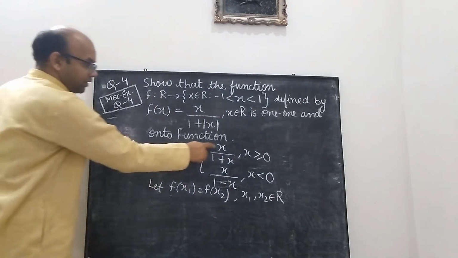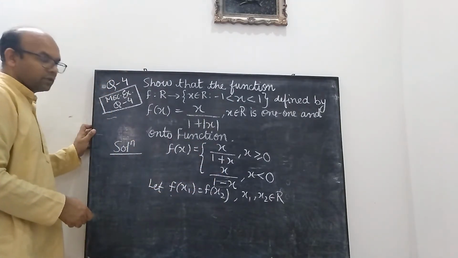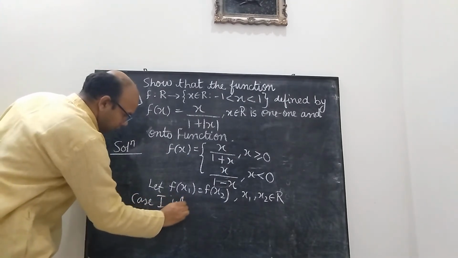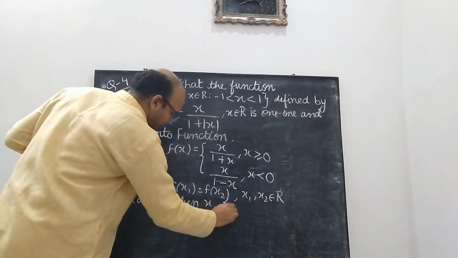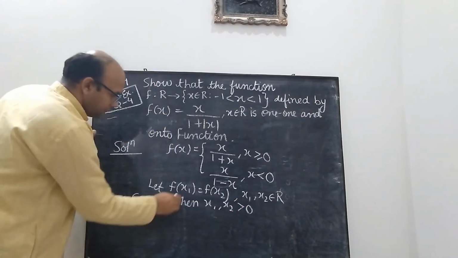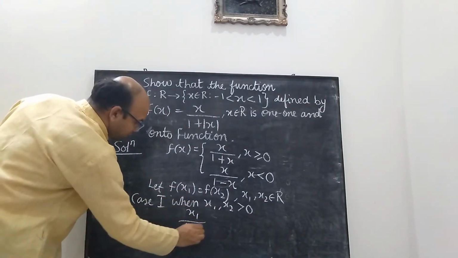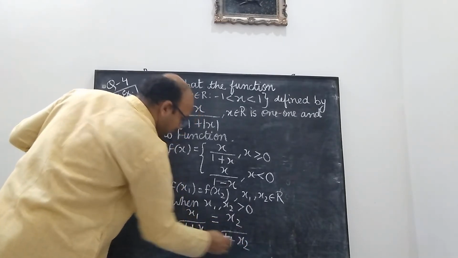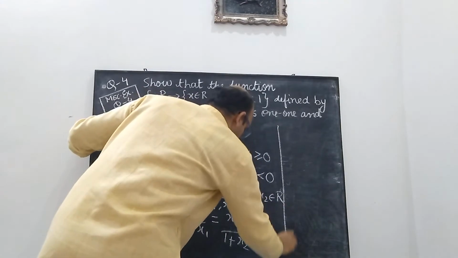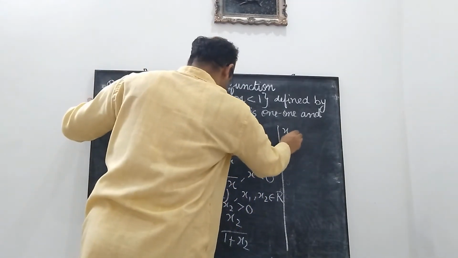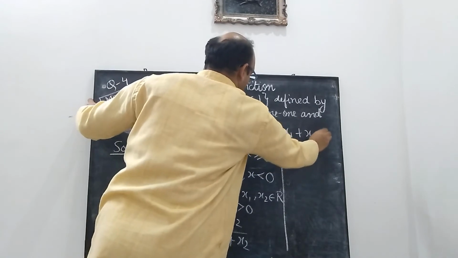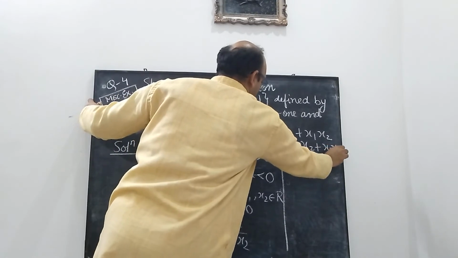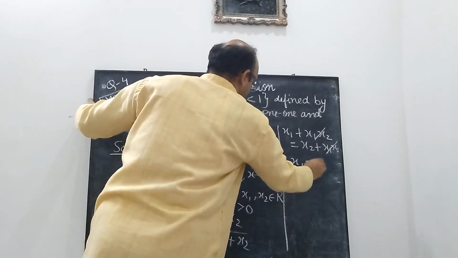Now the thing is, which definition has to be used? So what we do is we take the cases. Case 1, when x1 and x2 both are positive, then fx1 will become x1 upon 1 plus x1 and fx2 will become x2 upon 1 plus x2. So if you just cross multiply, this will give you x1 plus x1x2 is equal to x2 plus x1x2. So x1 is equal to x2.